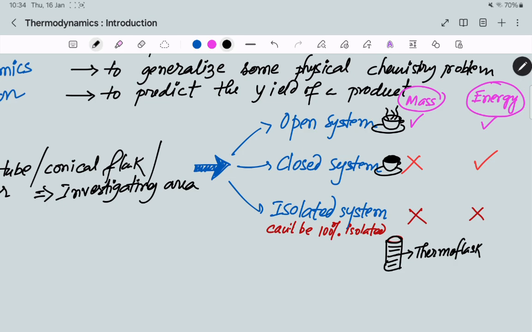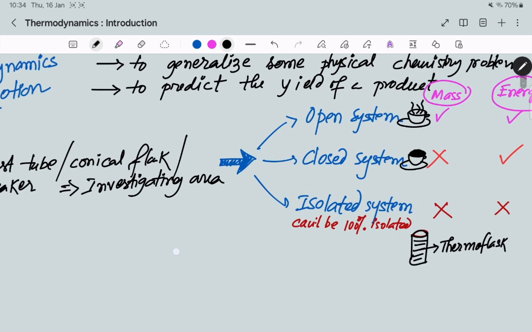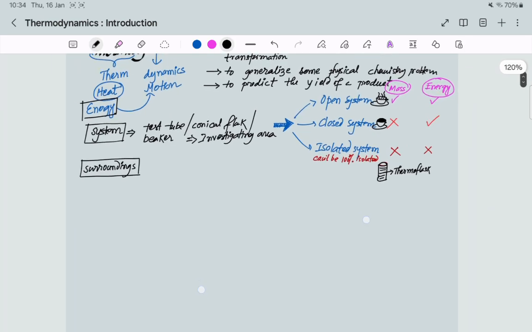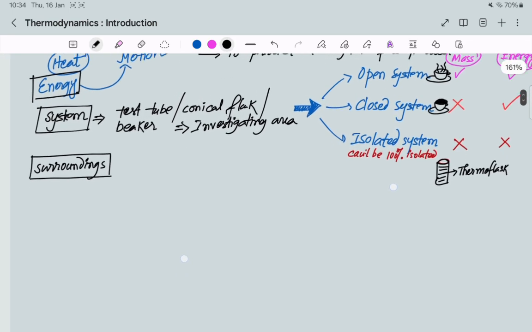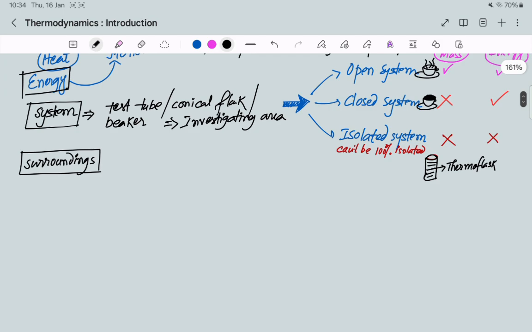So then it will be an isolated system. Clear? Now, in order to understand more clearly, I will tell you one other thing, that is the boundaries or walls. Okay, make a heading.